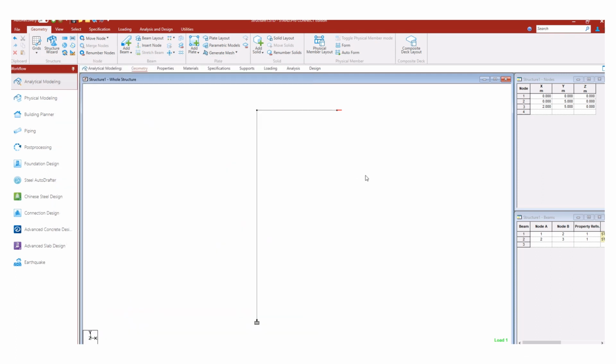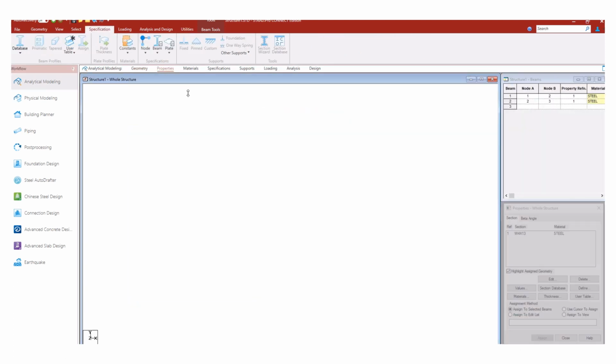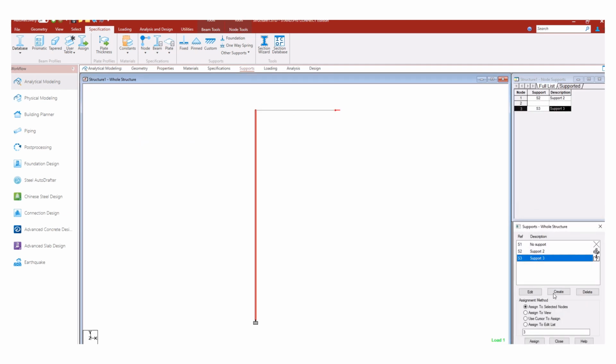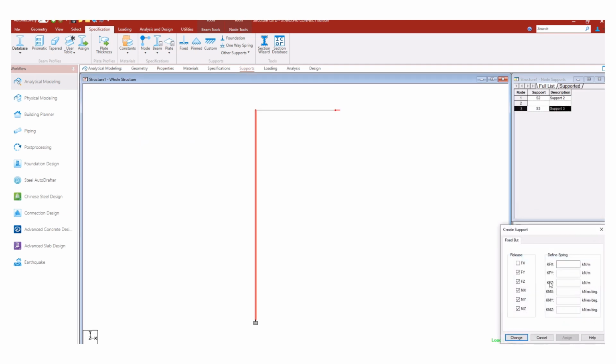Okay, that we will see here. So I have created three nodes. This is a 2-meter beam, this is a 5-meter column, and this is a fixed support. If you see the supports here, it's a fixed but support. We are releasing everything and arresting only the x direction. X direction is this one.